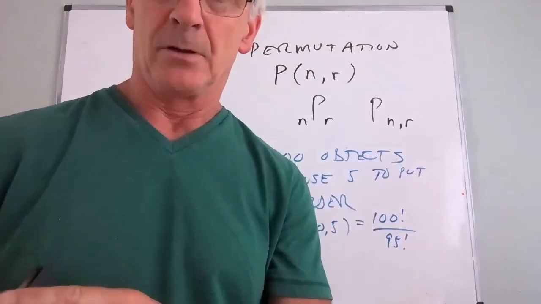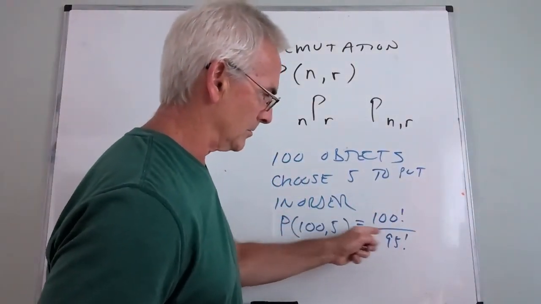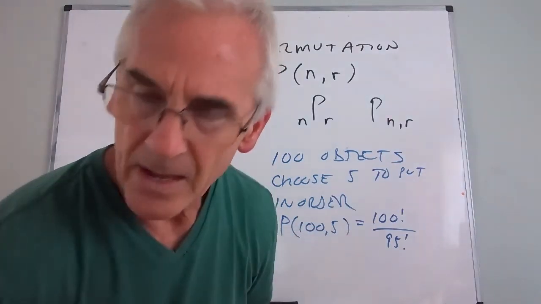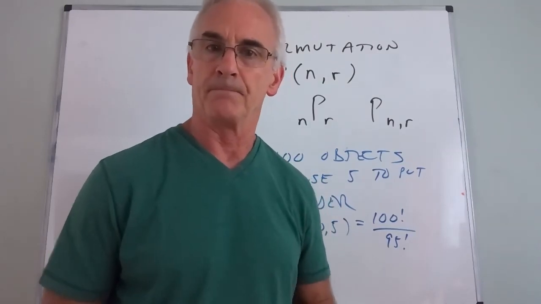9,034,502,400. That's the answer. I thought you couldn't do this. No, you can't do this. You can do this. I want you to calculate this without using the factorial key.